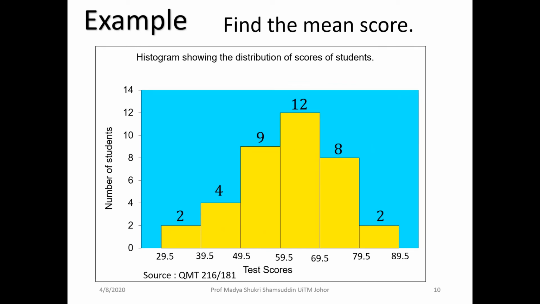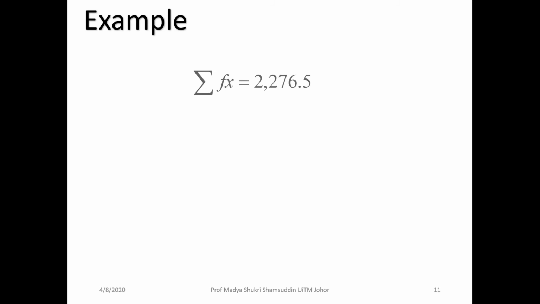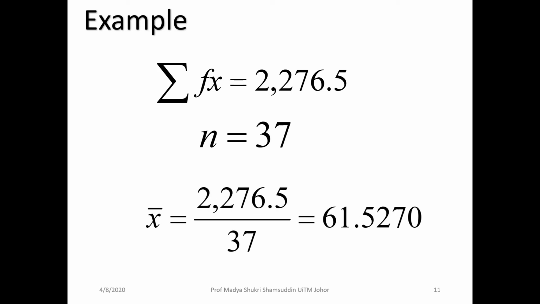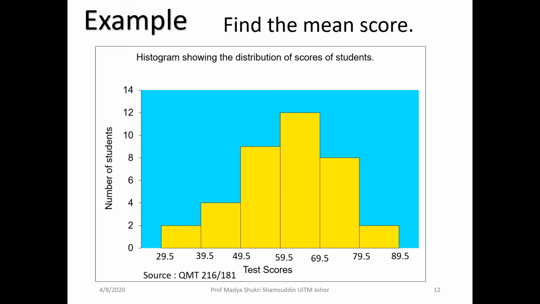Calculate the sample mean from the histogram. You can verify that sigma fx is equal to 2276.5 and sample size n equals 37. X bar is equal to 61.5270. We can mark the mean value on the histogram.